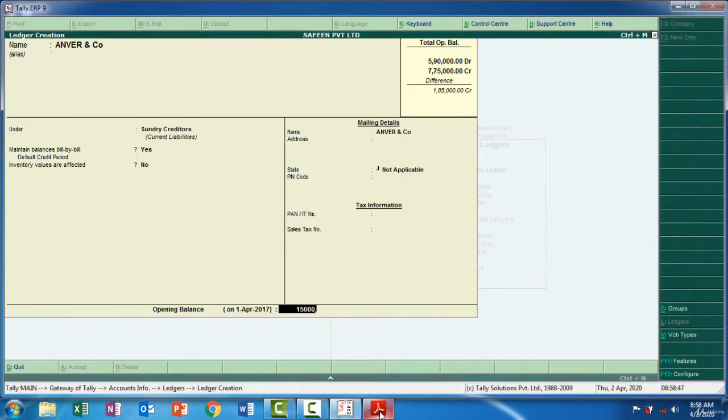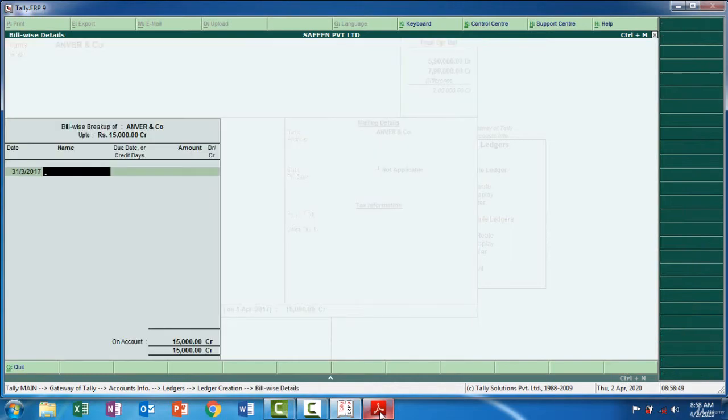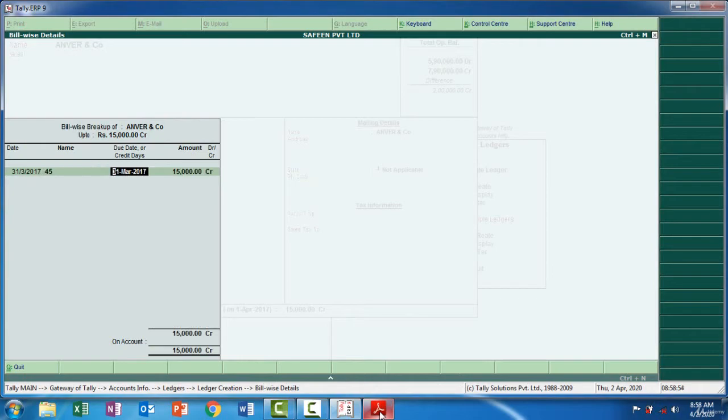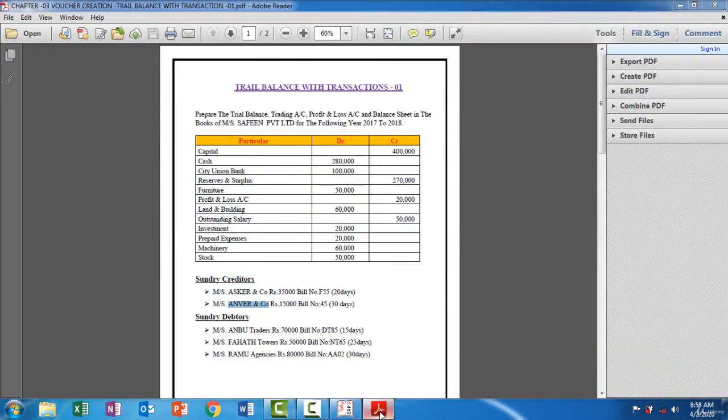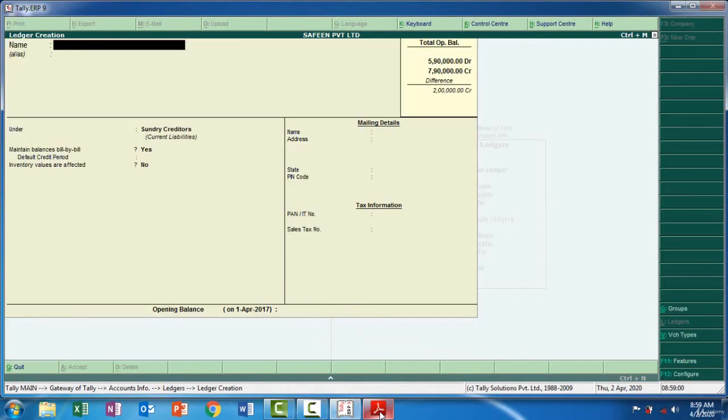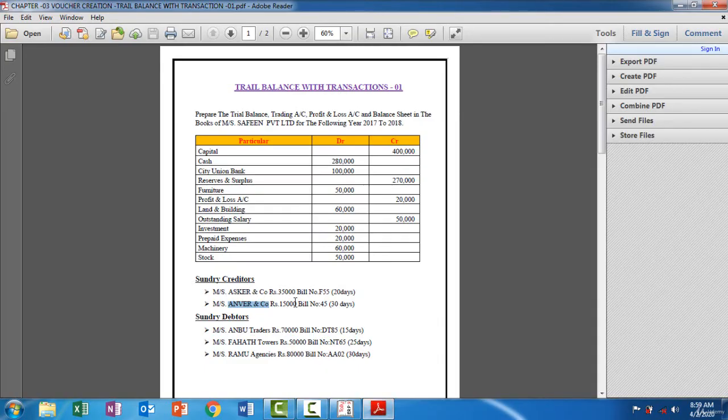15,000. The bill number is 45 and the due date is 30 days. Yes. Then we are going to move to the Sundry debtors.